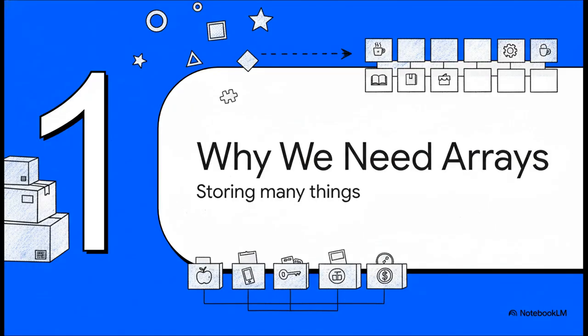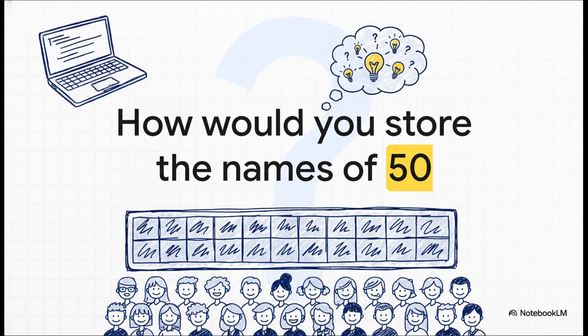Okay, so first things first, why do arrays even exist? Let's start with the core problem they were made to fix. So let me ask you this. Imagine you're coding something, and you need to store, say, the names of 50 friends. How would you do it? Seriously, just think about it for a second. What would your first instinct be?